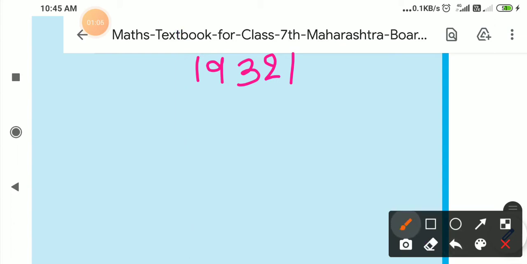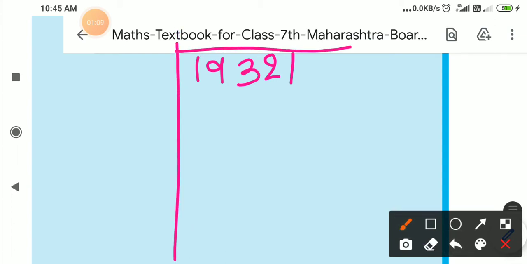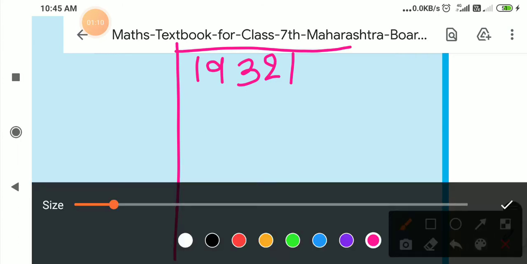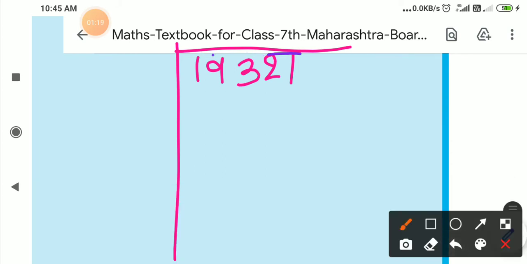shape. Okay, and then we have to make groups of numbers from the backside. So 21, 93 and the 1. In this way we will make three groups. So first of all, we have to think about the first group, and the first group is the 1. So 1 square is 1.